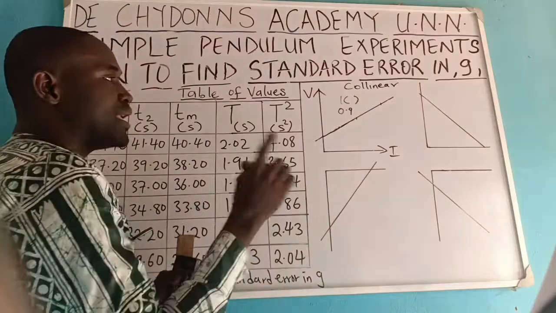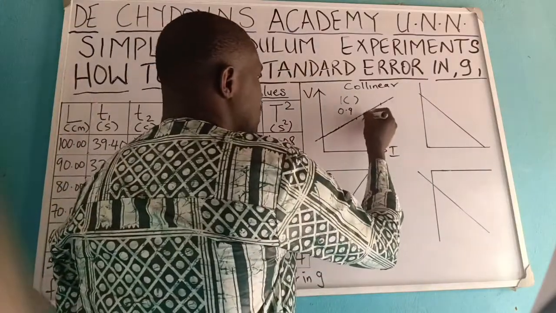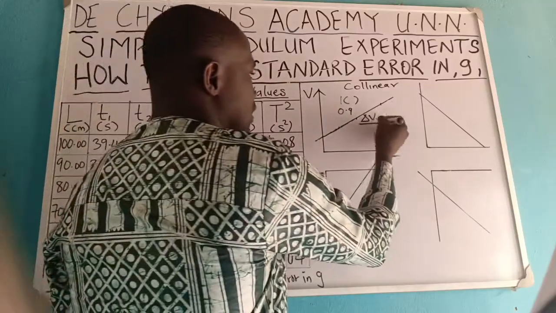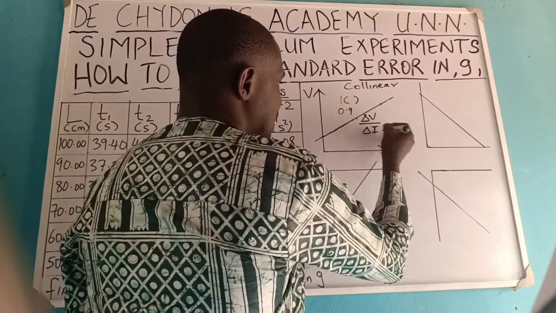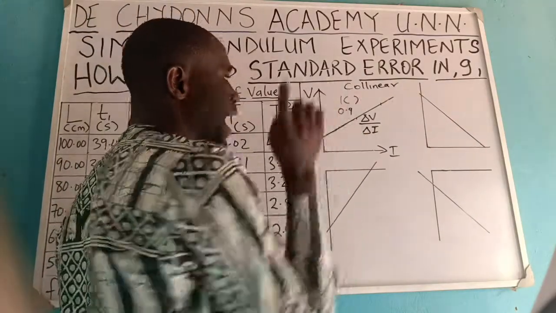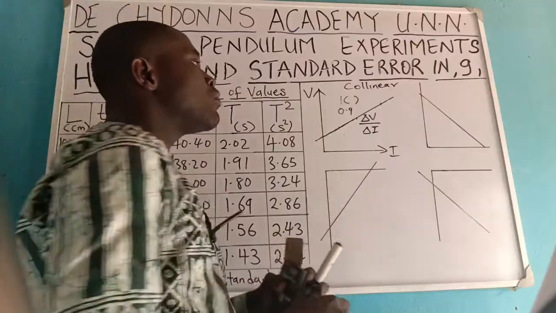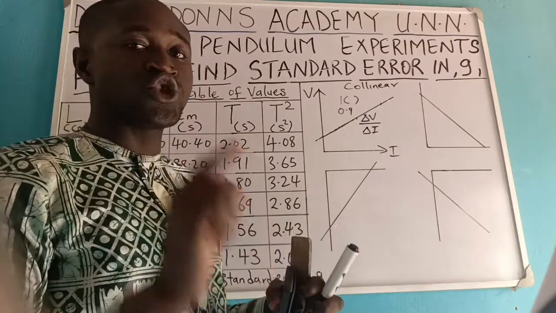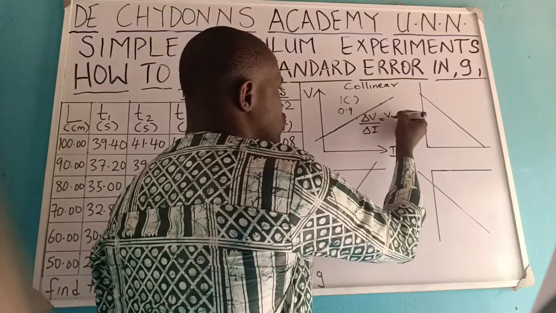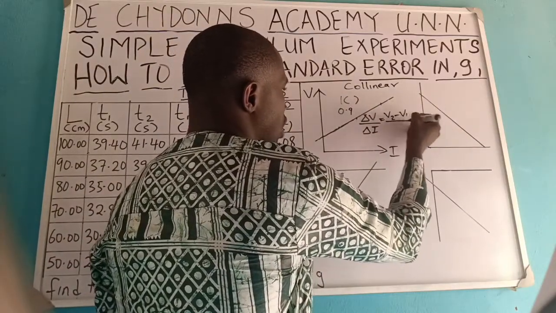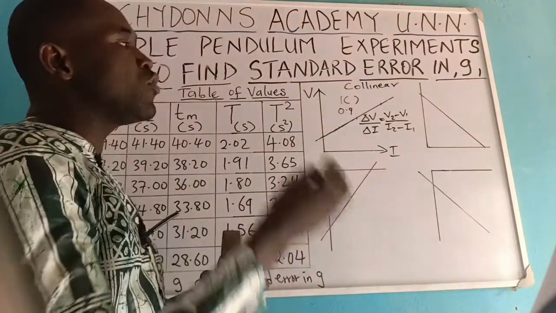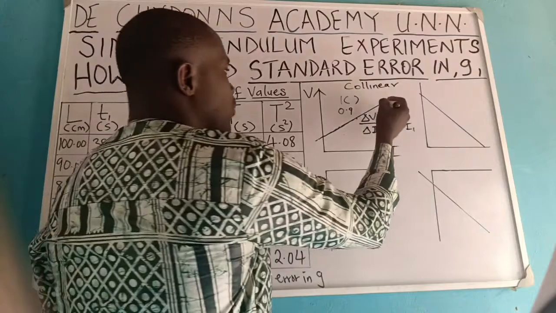First thing you say is change in V, because your vertical is V, all over change in I. We say let it be that we are plotting graph of V against I. Now, change in V means V2 minus V1, equals V2 minus V1 all over I2 minus I1. So how do we get them? We put our ruler.